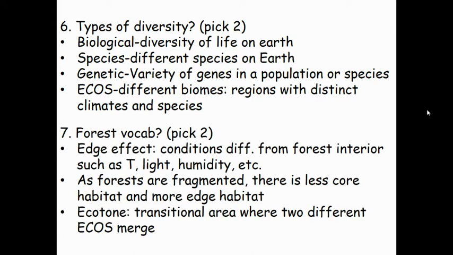All right, some vocabulary associated with forestry. The edge effect: conditions are different from the forest interior, such as temperature, light, and humidity, which means you can find different species on the edge of a forest versus in the middle of the forest. As forests become more fragmented by cutting down different parts of them, there's less core habitat and more edge habitat, which obviously harms the species that thrive in the core of the forest. And an ecotone is a transitional area where 2 different ecosystems merge. So that's going to be the edge of a forest potentially with the edge of a grassland, or the edge of a forest with a riparian, a river ecosystem. I'm moving ahead in 5, 4, 3, 2, 1.